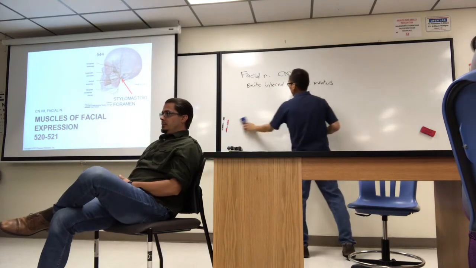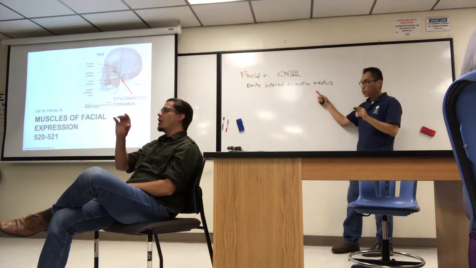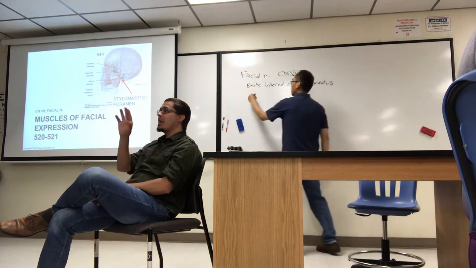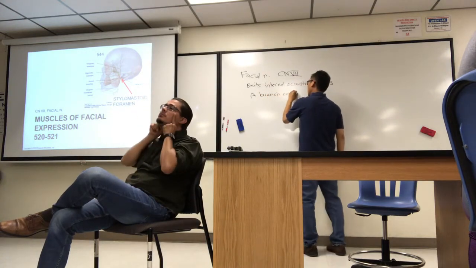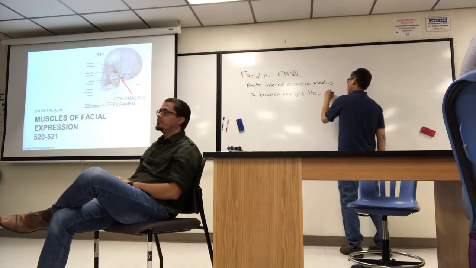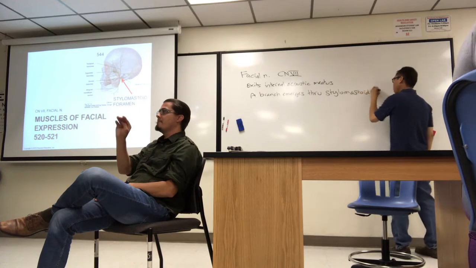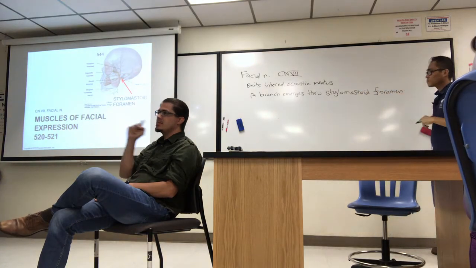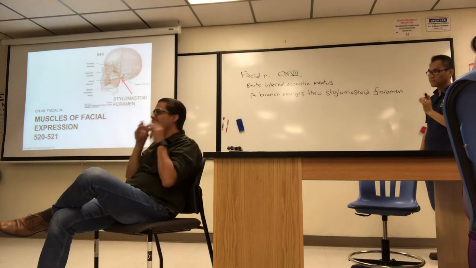All right, so what you gotta know, it first exits the internal acoustic meatus. A branch of it will emerge from the stylomastoid foramen. It gives off many branches, don't got to know their names. Let's just say it innervates muscles of facial expression.